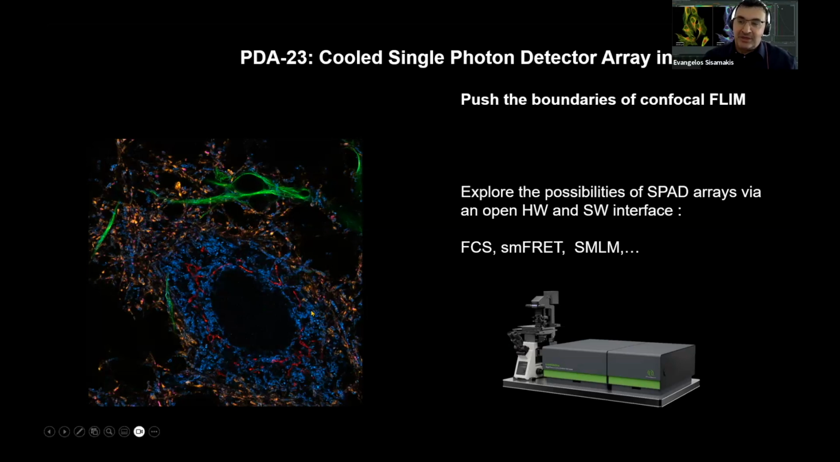So by using the SPAD array in Luminosa, we can now say that we push the boundaries of confocal FLIM, because you get FLIM with unprecedented contrast and unprecedented resolution for a confocal system. Of course, once you have the SPAD array there, one can think about what else can be done with the SPAD arrays in terms of FCS, single molecule FRET, and single molecule localization microscopy, but this may be something for next year.